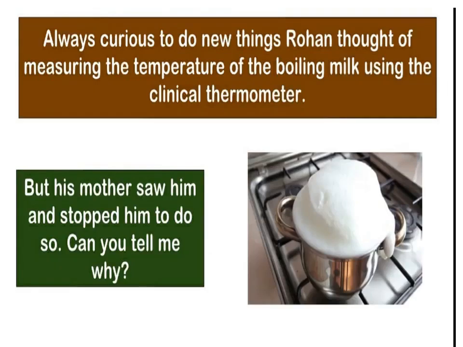Now, always curious to know new things. Always curious to do new things. Rohan is a person, we are taking example here, who thought of measuring the temperature of the boiling milk using the clinical thermometer. As you can see, the milk is boiling. So Rohan is a student, or he is a child who wants to measure the temperature of a boiling milk. Okay, but his mother saw him and stopped him from doing so. Can you tell why?